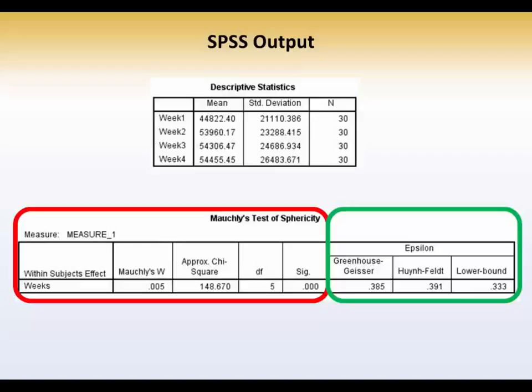Notice that the lower bound epsilon is 0.333, which is the smallest of those numbers. When multiplied by the degrees of freedom, it is going to reduce the degrees of freedom the most. Huynh-Feldt the least, and Greenhouse-Geisser somewhere in the middle.